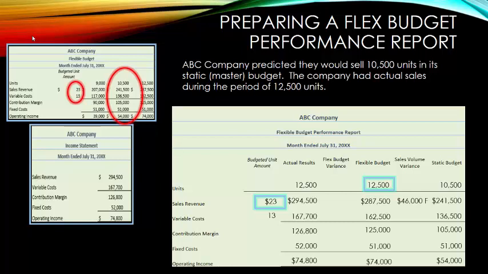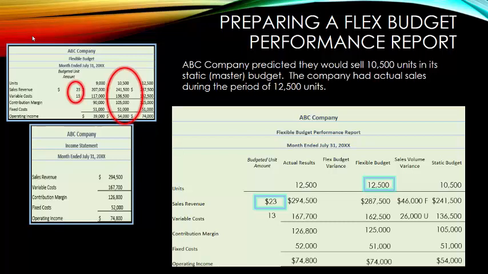Why is this variance here favorable? Because revenues, if you read right to left, are going up, and more revenues are always good for a company, so it's going to be favorable. Let's just move on down the line. For variable costs, static budget said $136,500, but the flex budget says we should have had $162,500. That is a difference of $26,000, and it is unfavorable. Why? Because it's more costs, and paying more cost is bad for the company.